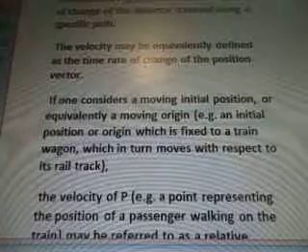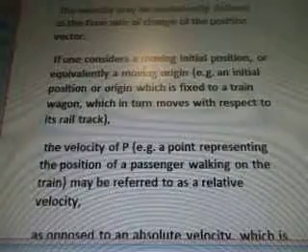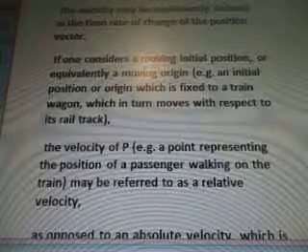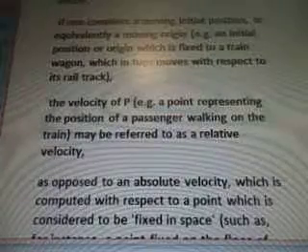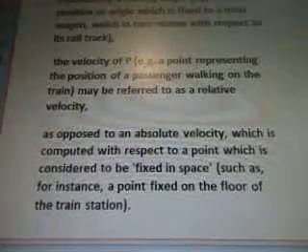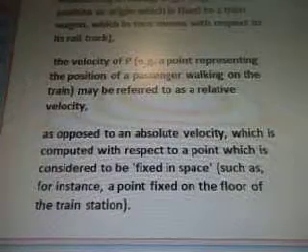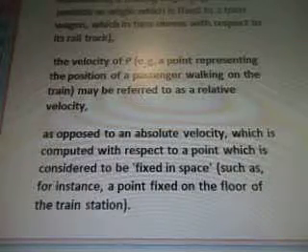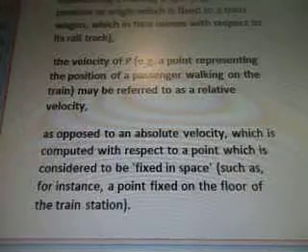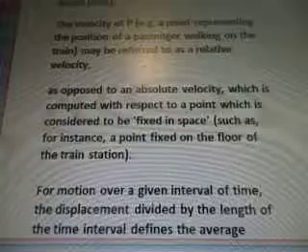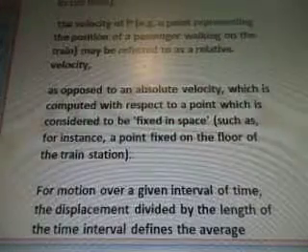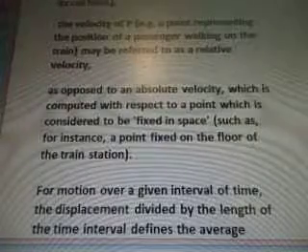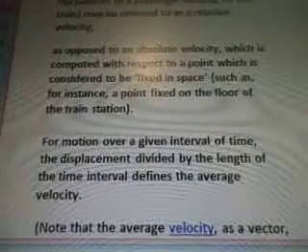If one considers a moving initial position, or equivalently a moving origin, for example an initial position origin which is fixed to a train wagon, which in turn moves with respect to its rail track, the velocity of P, for example a point representing the position of a passenger walking on the train, may be referred to as a relative velocity, as opposed to an absolute velocity which is computed with respect to a point which is considered to be fixed in space, such as, for instance, a point fixed on the floor of the train station.